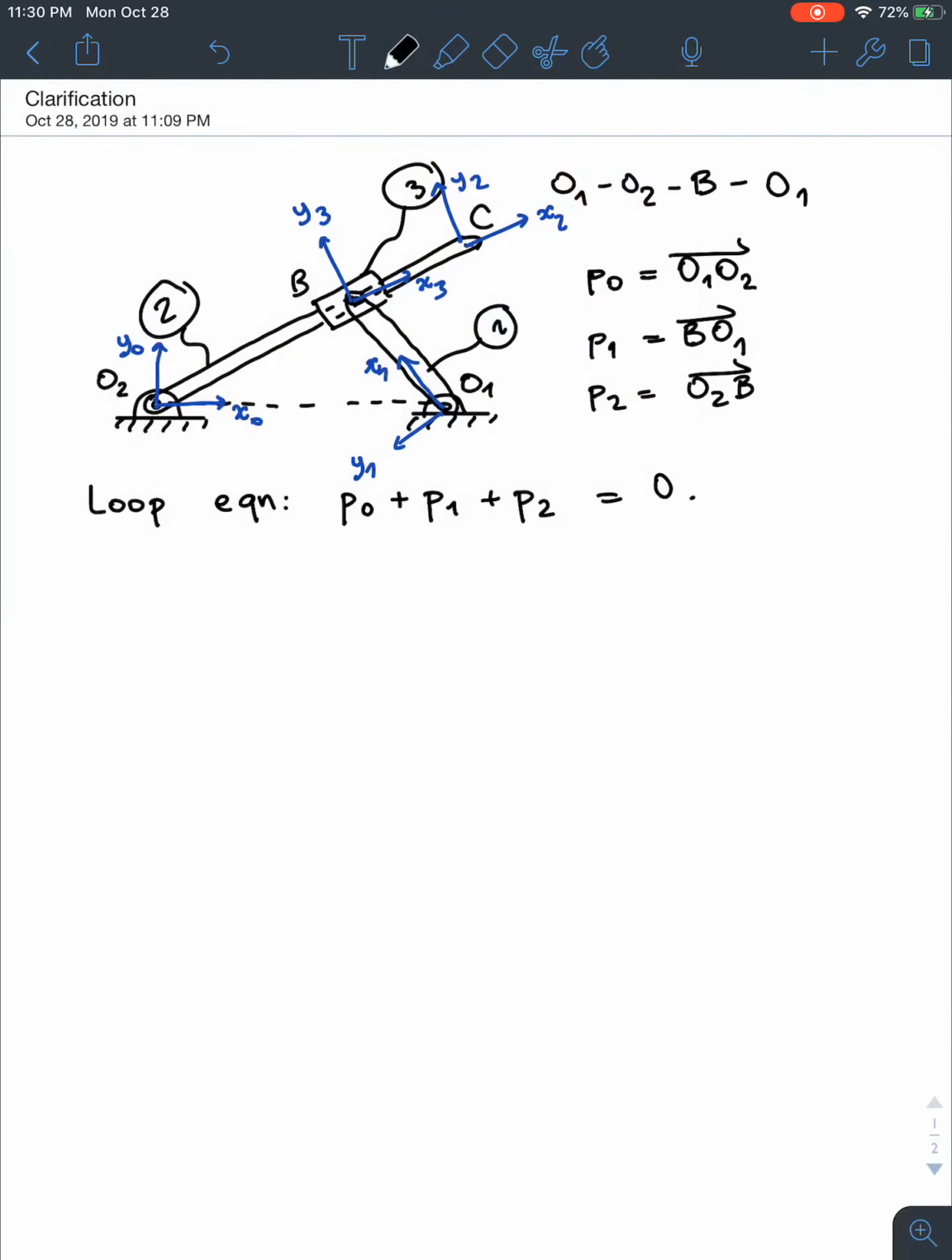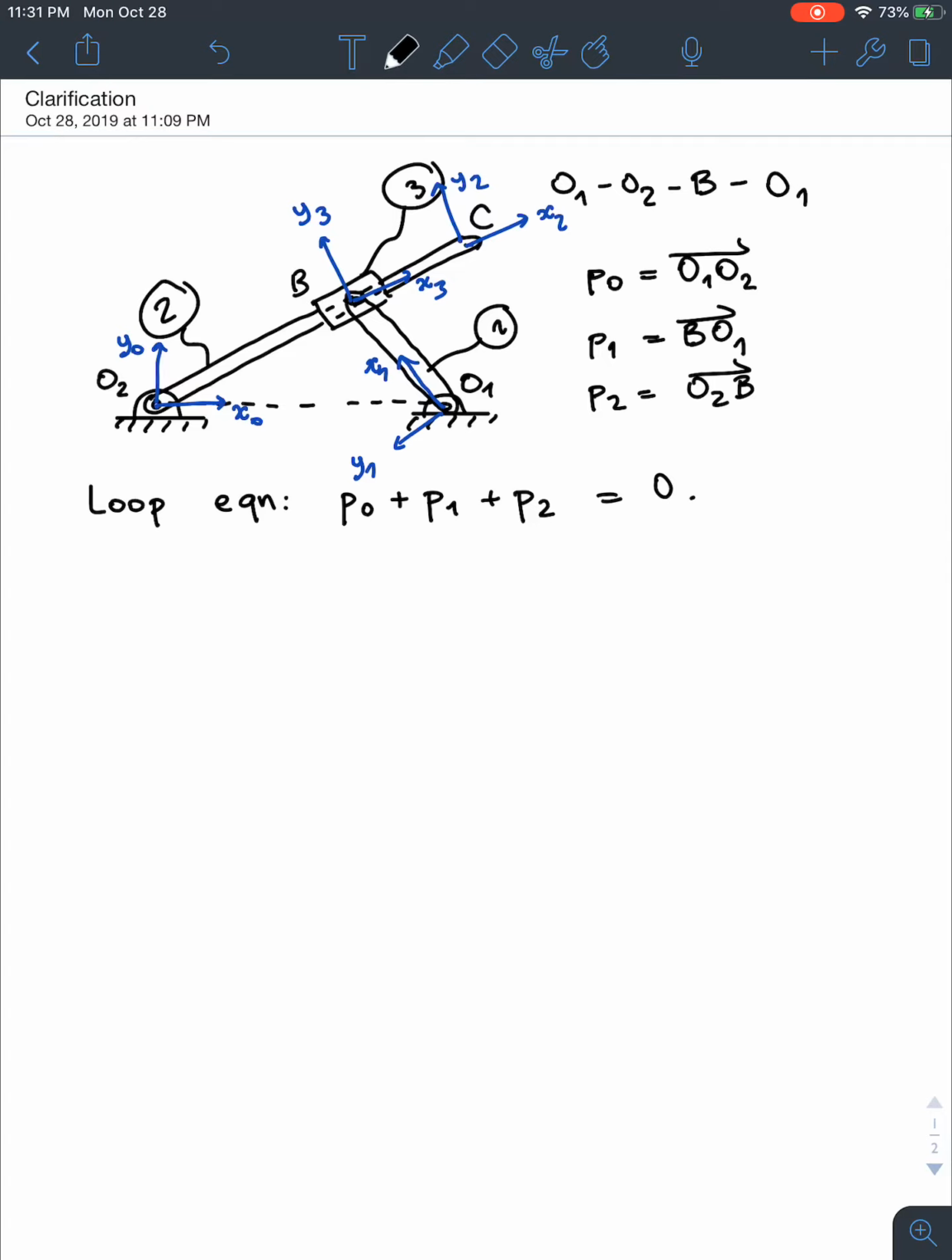Okay, so we have this loop equation that goes from O1 to O2, P0, plus O2 to B, P2, plus B to O1, P1, equals 0. All right, so we start from O1, came back to O1, so the vectors must sum to 0. Then you can write this in coordinates and come up with the position level loop equations and solve for them, of course. I'm not going to go into that. We've gone into that in class.